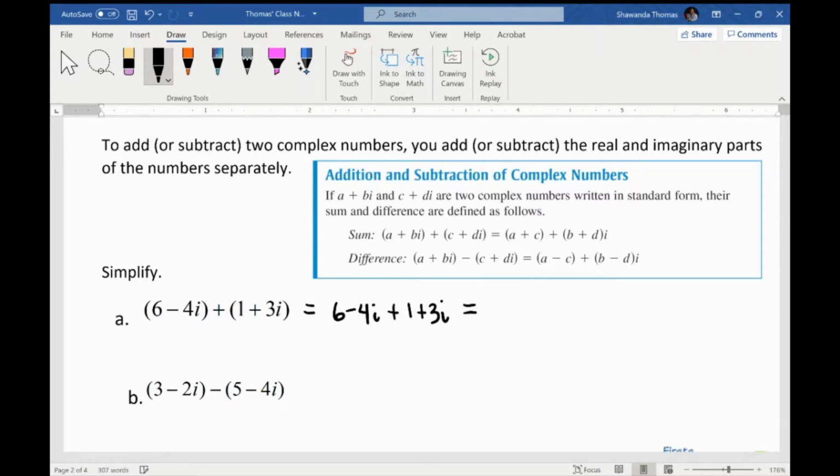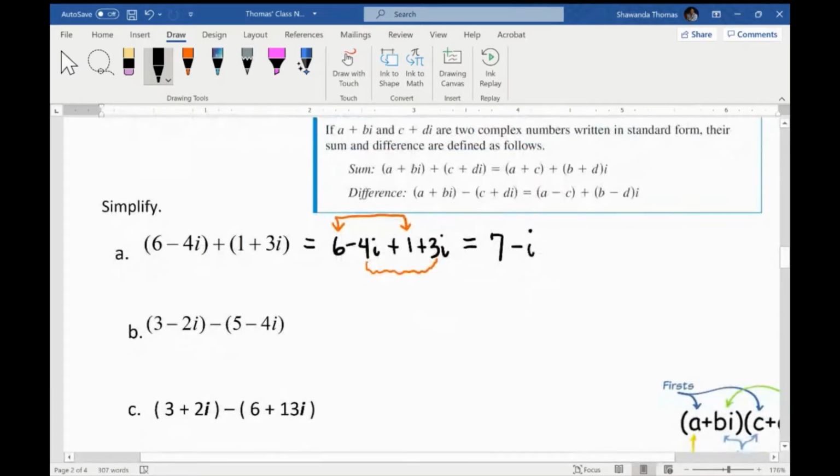What do you think we can add together? If I'm telling you it's really no difference. Yeah, the 6 and the 1. 6 plus 1 is 7. And then what else? The -4i plus 3i, which is -1i, or -i. All right, and for the most part I try to write the real part first and then the imaginary part. Normally I write it like that. Sometimes I don't, but I try.